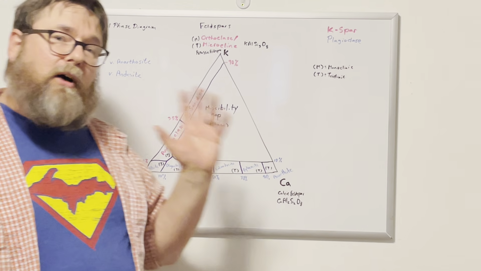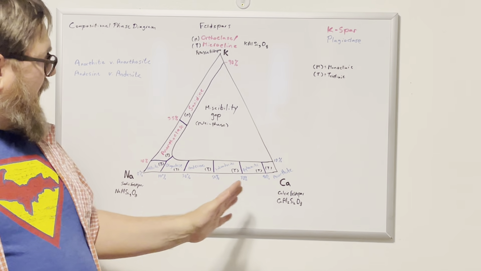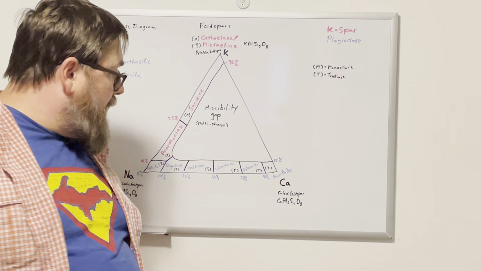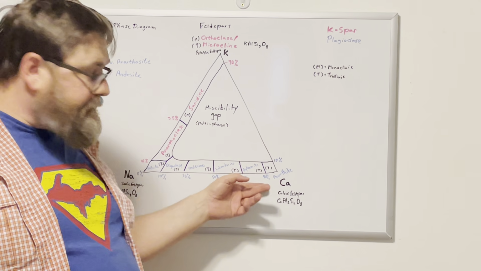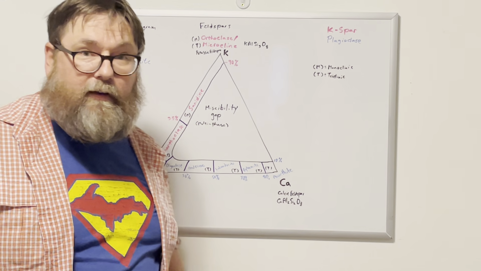Now, if your melt continues to cool and it has a lot of potassium in it, because if you don't have any sodium or potassium in your magma, you're not going to get any albite, and you're not going to get any orthoclase or microcline.